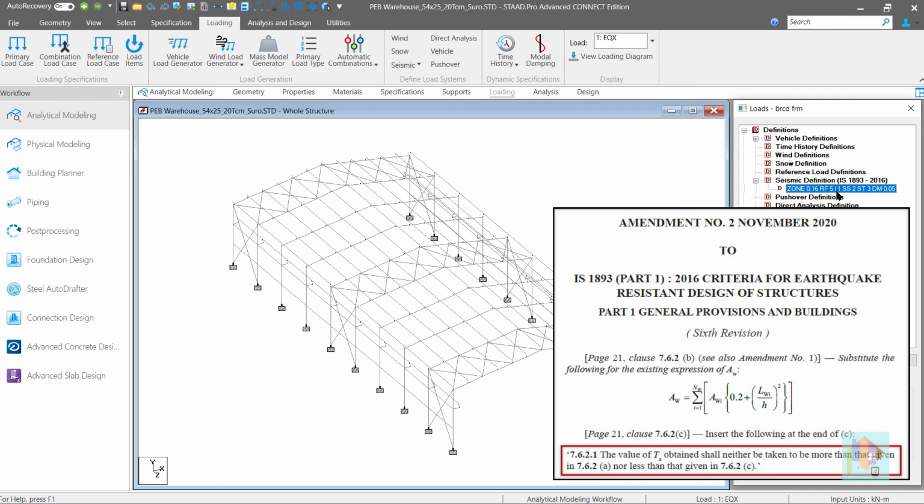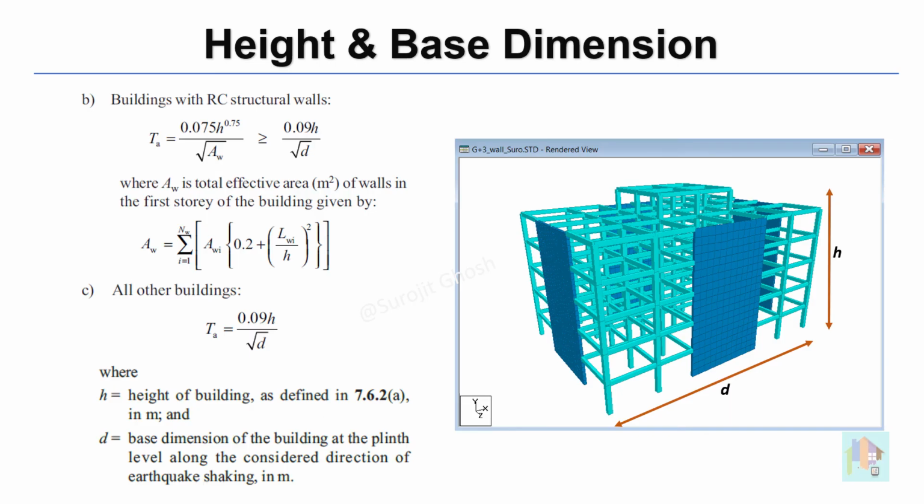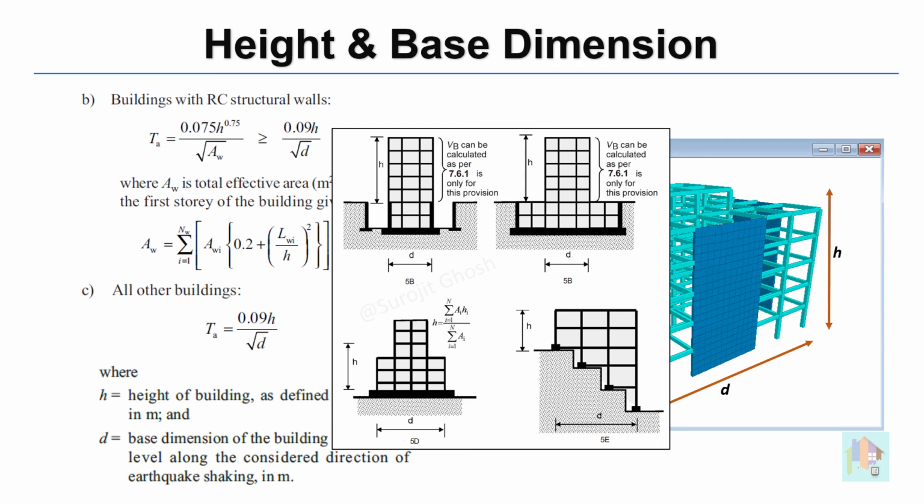By the way, in Amendment 2, a new condition has been included under clause 7.6.2.1, which limits the maximum and minimum value of calculated time period. In equation B and C, two building data are used: height of the building and base dimension at the plinth level. By default, STAAD calculates the height of the building from the lowest support level up to the highest Y level. But it is not true for several situations as highlighted in figure 5.